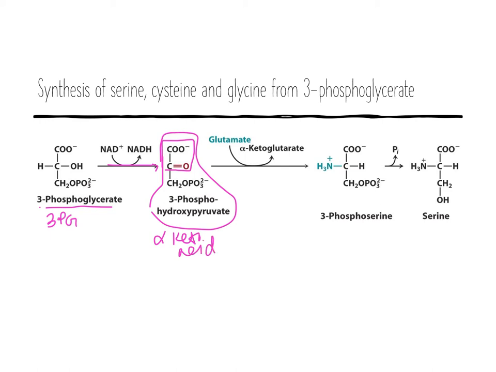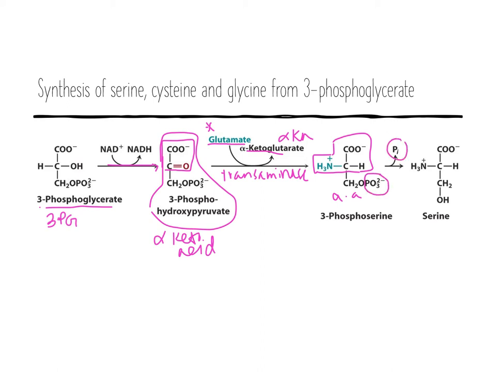And if we take an alpha keto acid and we add an amino acid to it, then the products we get are a new alpha keto acid, I'll just put alpha KA, and an amino acid. And this, of course, is catalyzed by transaminase, where the source of nitrogen is coming from the GLU. And now we have our amino acid backbone, and we're getting pretty close to serine. All we need to do is get rid of that phosphate, and you've got a serine.